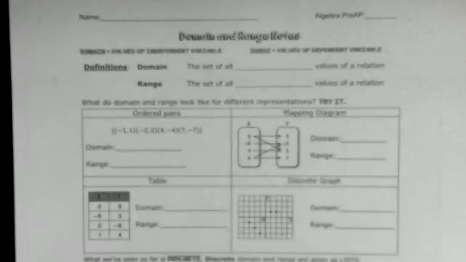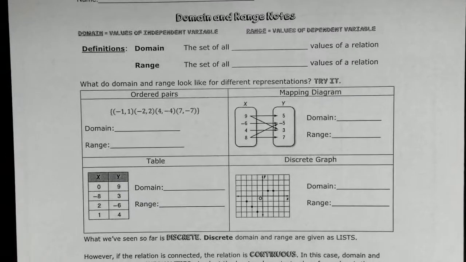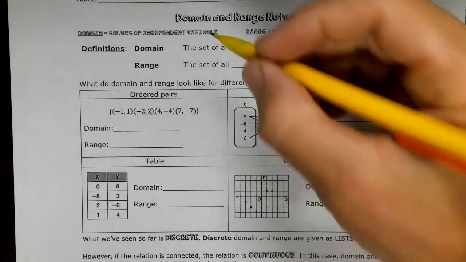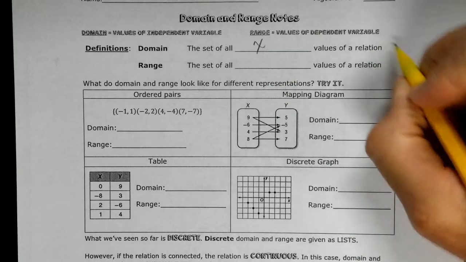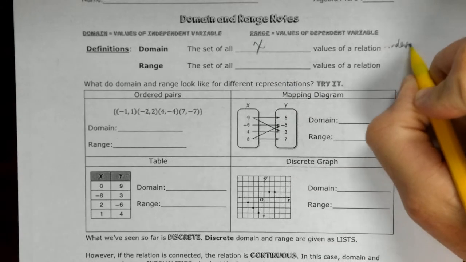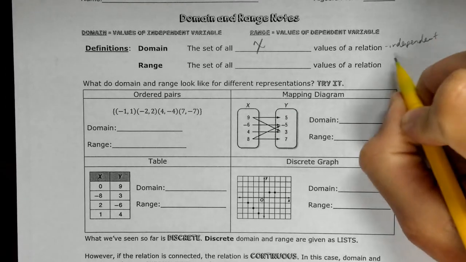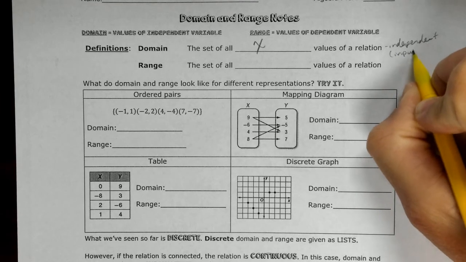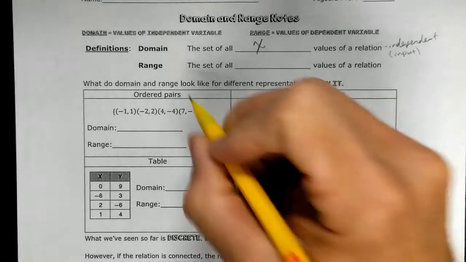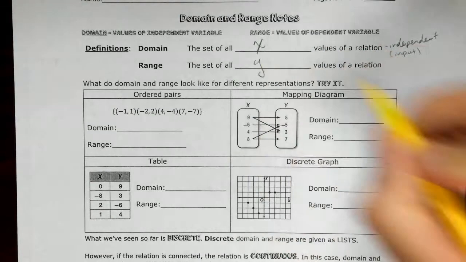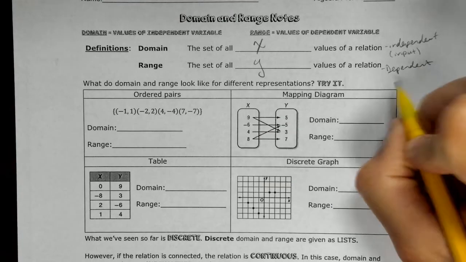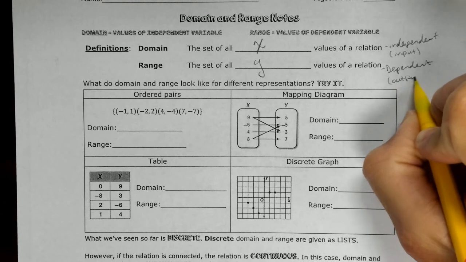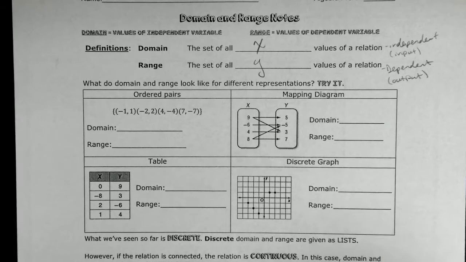Alright guys, day 2 of domain and range. We're talking about discrete functions to start with. Again, domain is the set of all the x values in a relation. We call that the independent variable, or the input. The range is the set of all the y values. We call that the dependent variable, or the output. Those all mean the same thing.